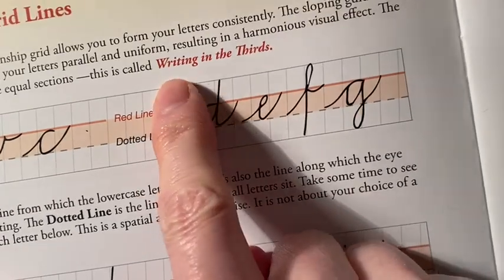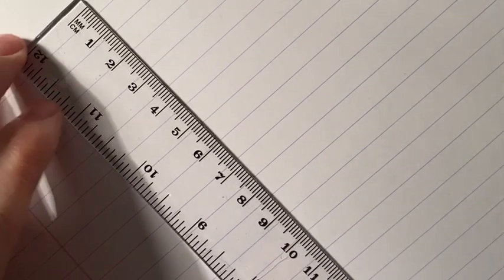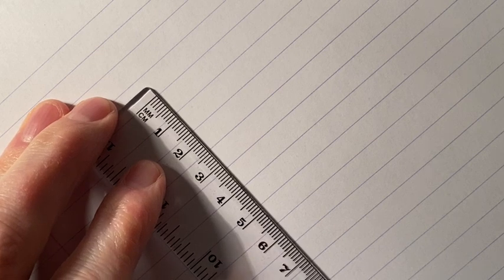Writing in thirds. That's what it says, writing in thirds. And I think you could get away with doing this writing in thirds concept with writing Spencerian. So let's have a look at this. These I know are 8 mils. Let me just measure it down here so you can see it. Yes, they're 8 mils.